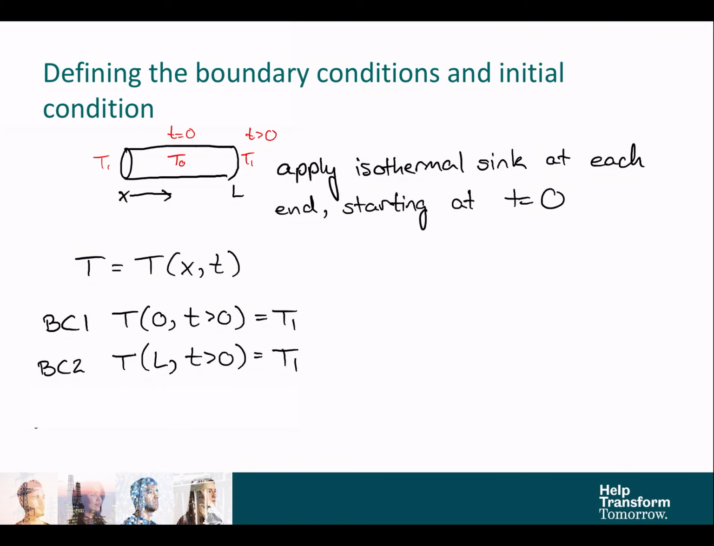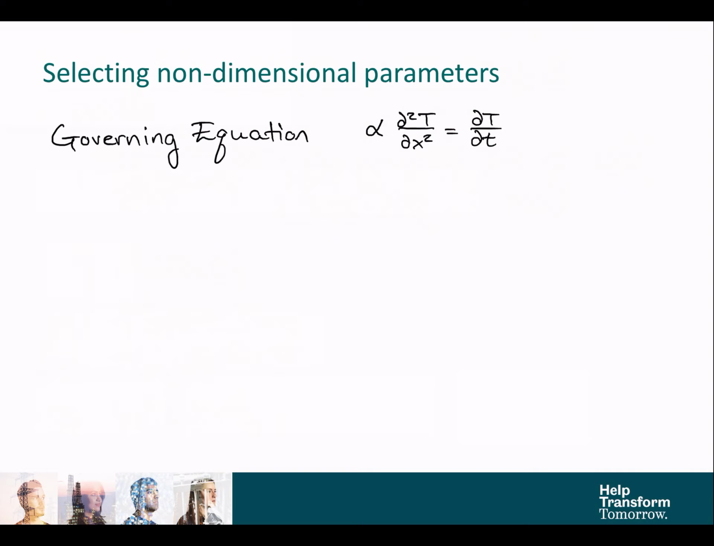Finally, our initial condition is at time equal to 0. For any position in the rod, the temperature is T0. So that's T of any position x at time 0 equals T0. Those are the 3 conditions we're going to use to specify a particular solution to our problem.